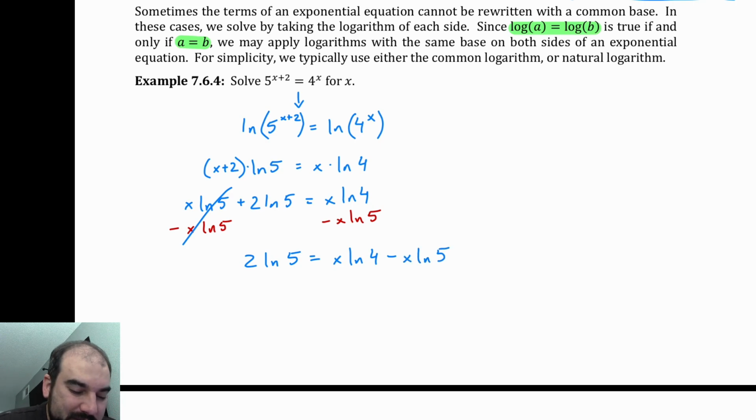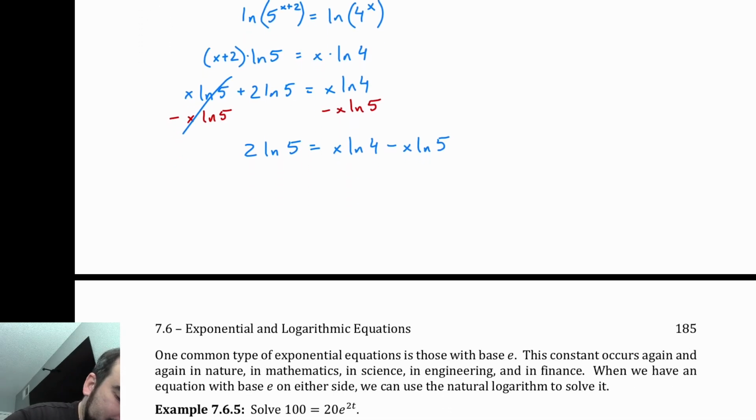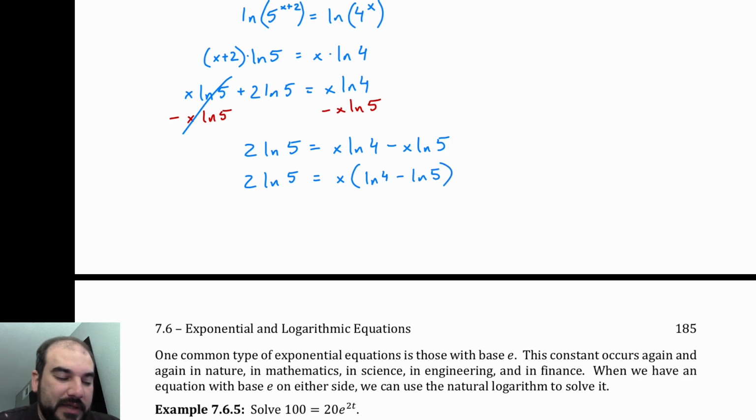You can't combine them nicely. All we can do is factor out the x because you have x times something and x times something else. So what I can do is factor out that x. So 2 ln of 5 equals x times ln of 4 minus ln of 5. So I factored out the x.